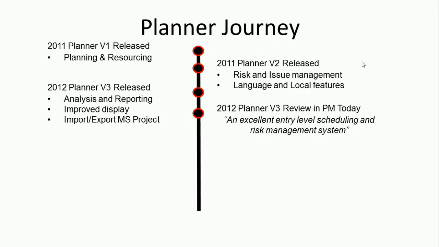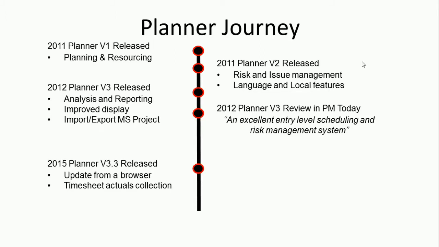We've continued to develop Planner heavily over the years. The notable point within that is 2015's Planner version 3.3. This included timesheet actuals data collection for the amount of work people had actually recorded against tasks, as opposed to the required amount based on the percentage allocation to tasks.